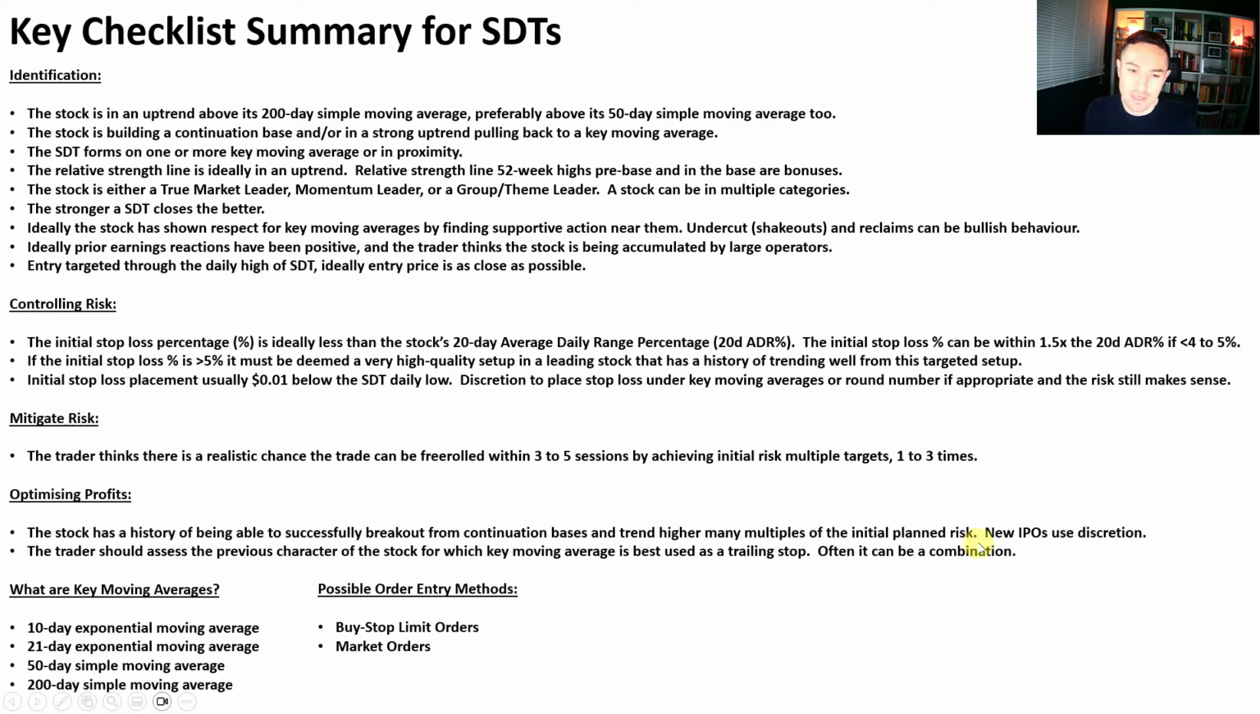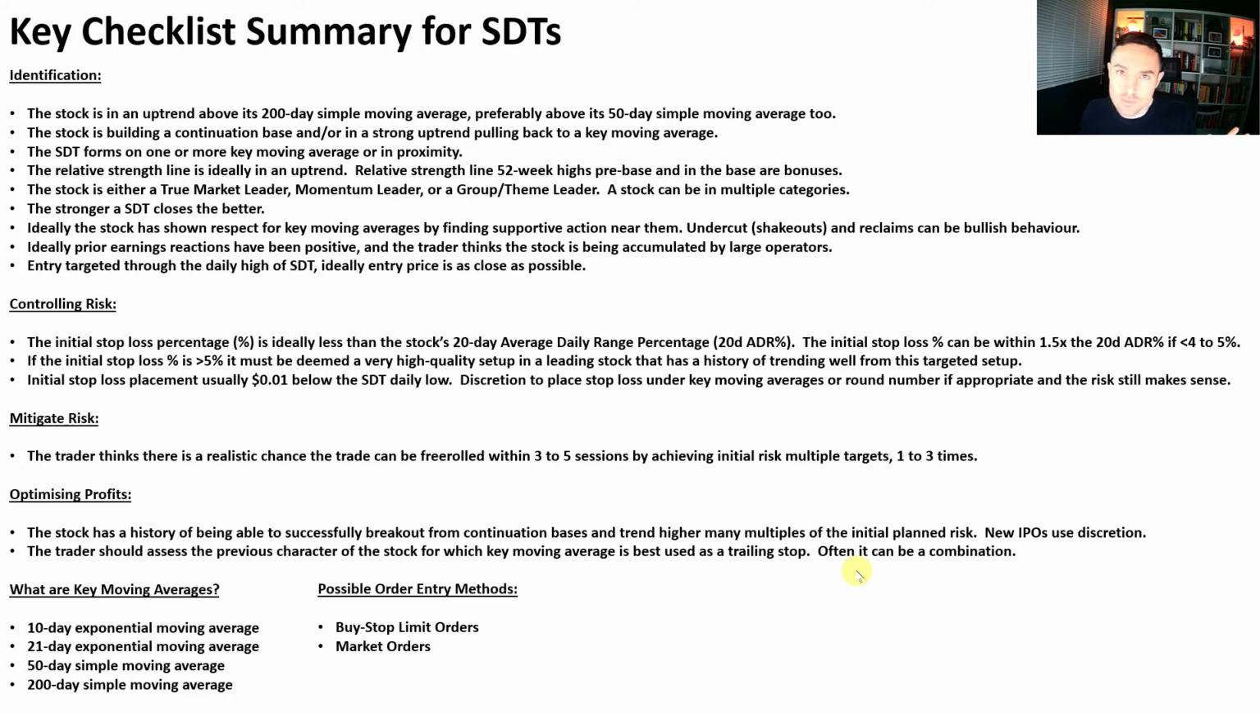When it does trend higher, what is realistic to expect before it starts closing below certain moving averages? 10-day, 21-day, 50-day. New IPOs, obviously we don't have that much data, so you're going to have to use your discretion there. The trader should assess the previous character of the stock for which key moving average is best used as a trailing stop. Often it can be a combination. So I'll explain this as we go. This is all about understanding the character of the stock and building a bit of a blueprint with each trade for how I am thinking about managing this trade, okay?